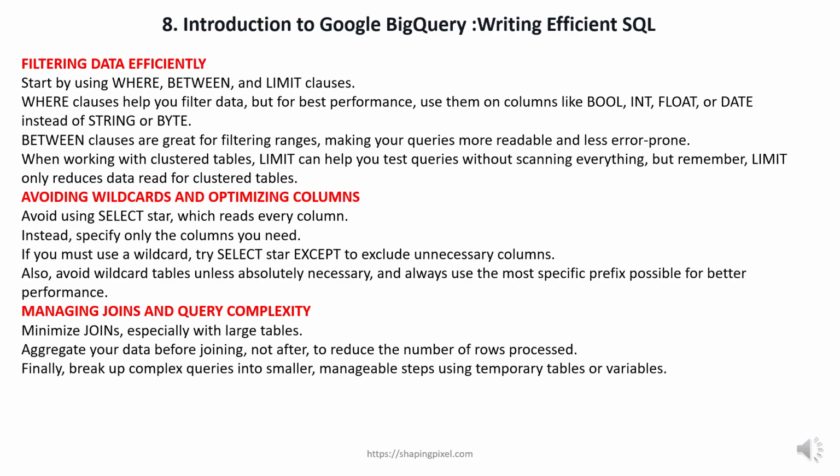Where clauses help you filter data, but for best performance, use them on columns like bool, int, float, or date instead of string or byte. Between clauses are great for filtering ranges, making your queries more readable and less error-prone. When working with clustered tables, limit can help you test queries without scanning everything. But remember, limit only reduces data read for clustered tables.